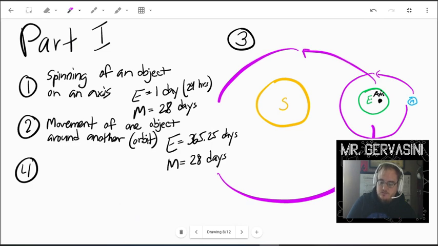So this is going to take 28 days, 365 days. All right? Rotation is the same. You'll see the same point on the Moon all the way around. For the Earth to do 1 rotation will take 1 day, 24 hours. All right?